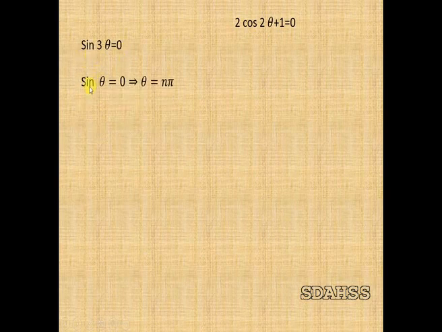Now this is of the form sin theta is equal to 0. Sin theta is equal to 0 means theta is equal to n pi. You have to apply this formula. So 3 theta is equal to n pi. Then theta is equal to n pi by 3.